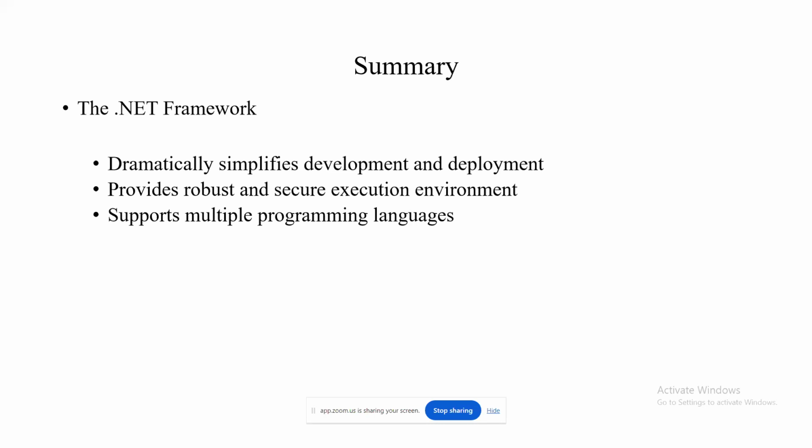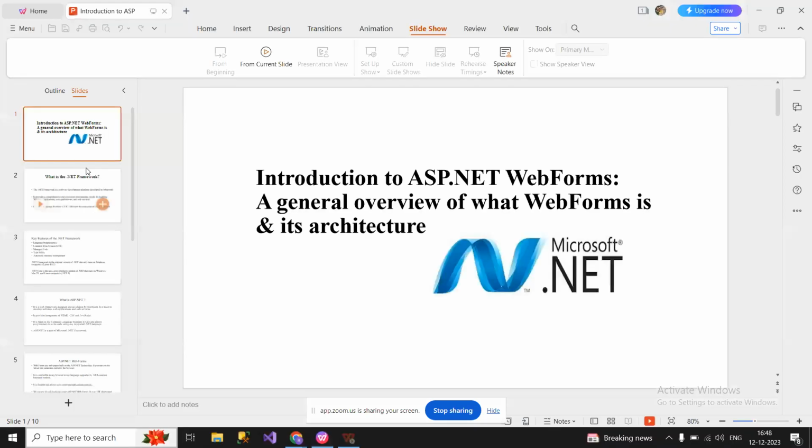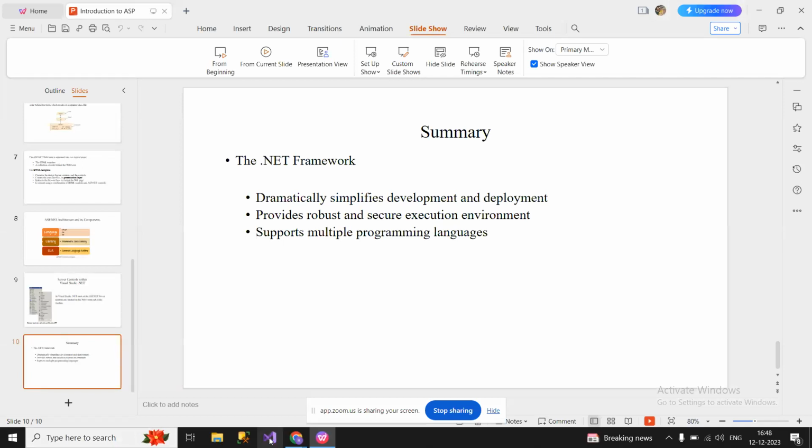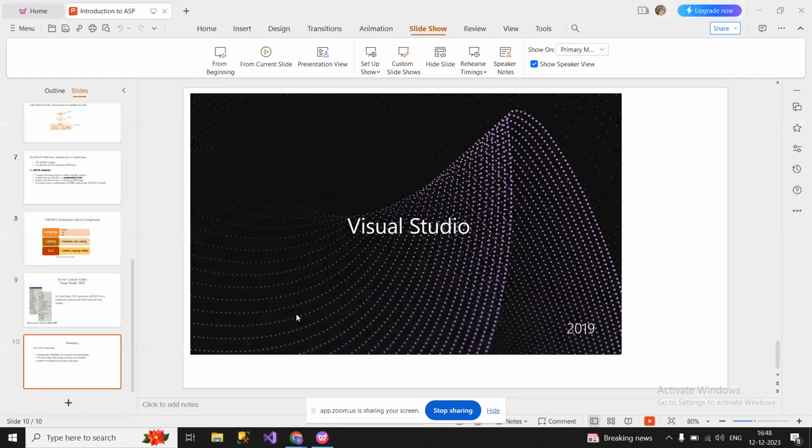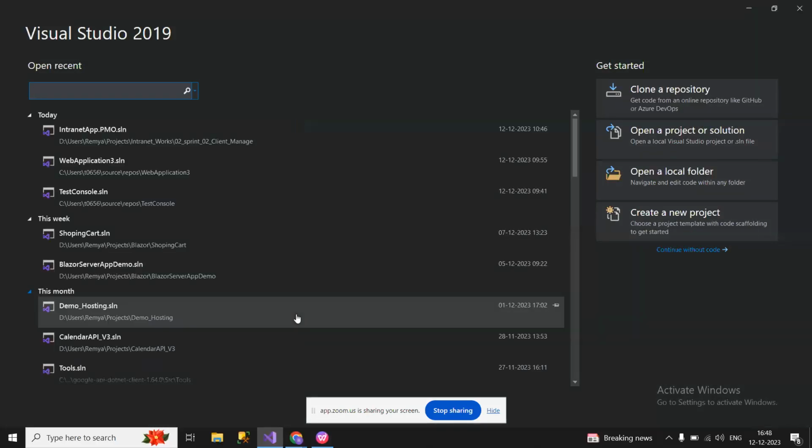I will show the demo of how to create an ASP.NET website using C Sharp. For that, you can use Visual Studio. We can use any version of Visual Studio. I already installed Visual Studio 2019. You can create a new project.